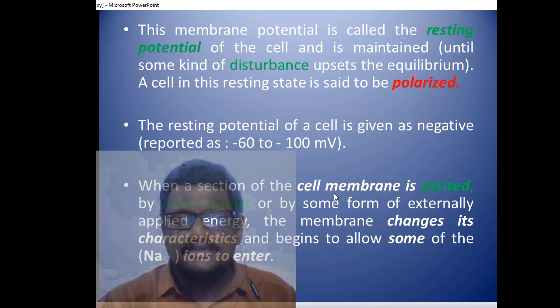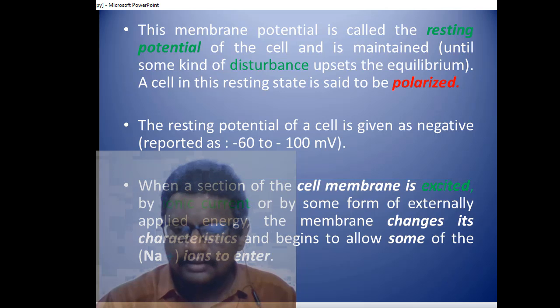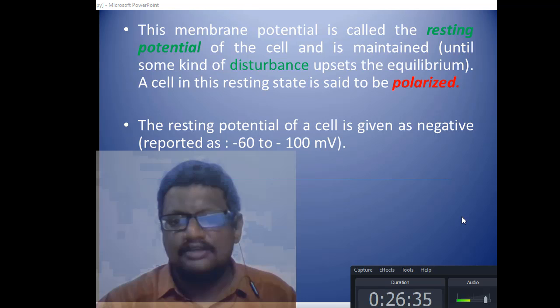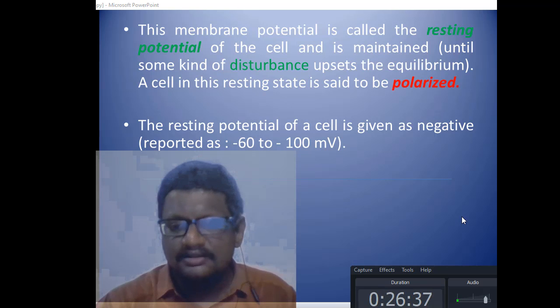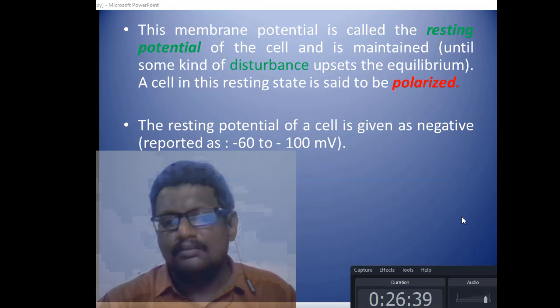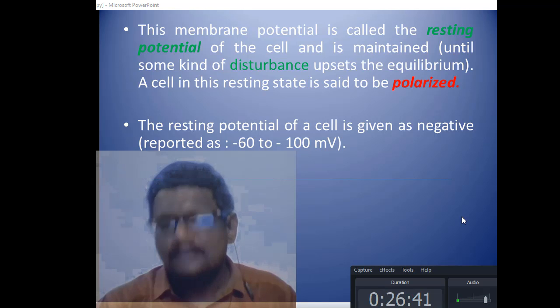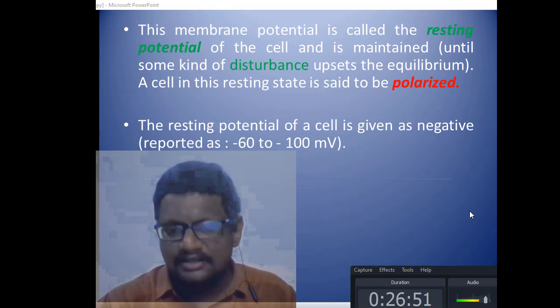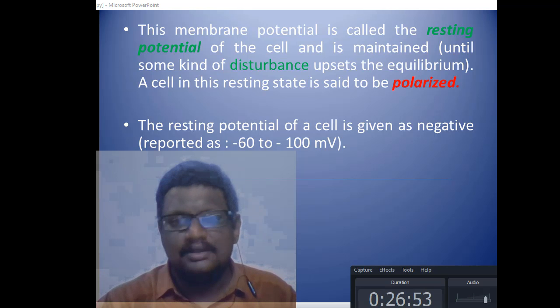When a section of the cell membrane is excited... Now coming to the next one. It cannot be in the resting state the whole time. So what is the resting state? The inside of the cell is negative. More sodium ions are outside, and more chloride ions are inside. Chloride ions being negative, the inside of the cell is more negative. When it is in this state, it is called the resting state. The other name is polarized. That is what is given in the last line.